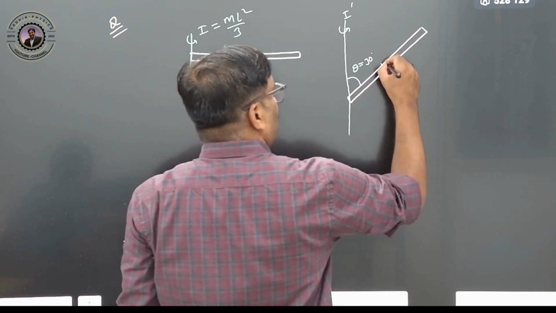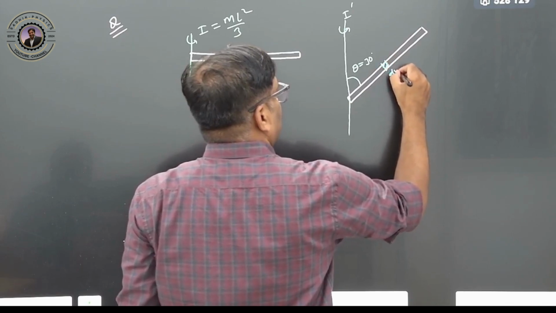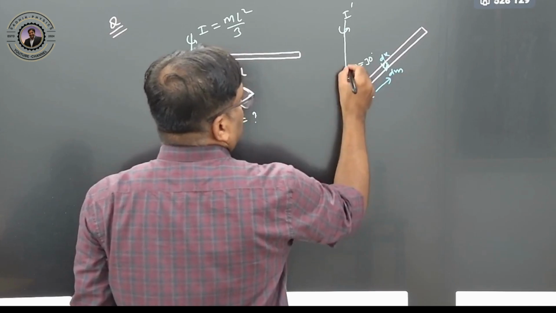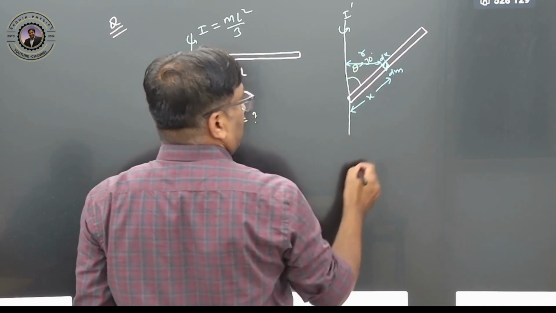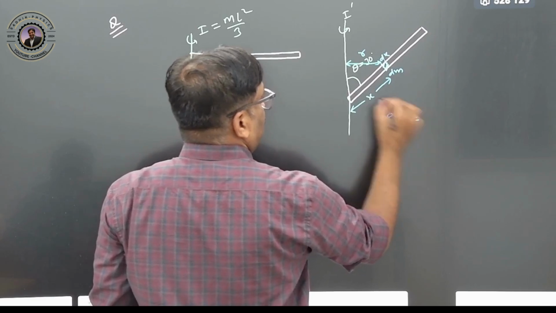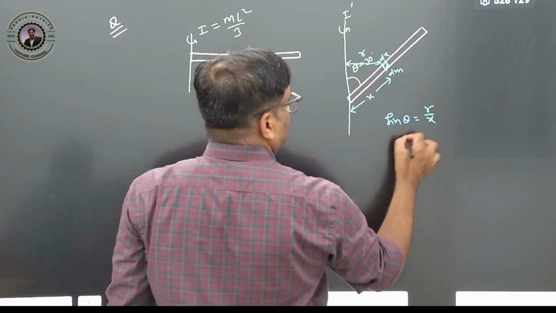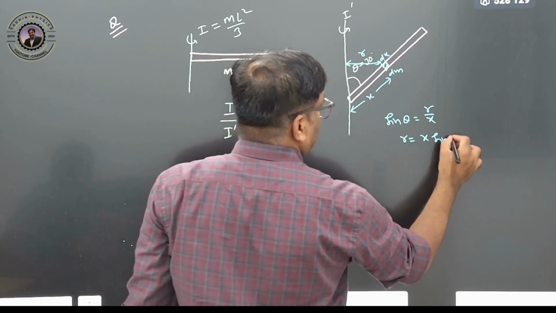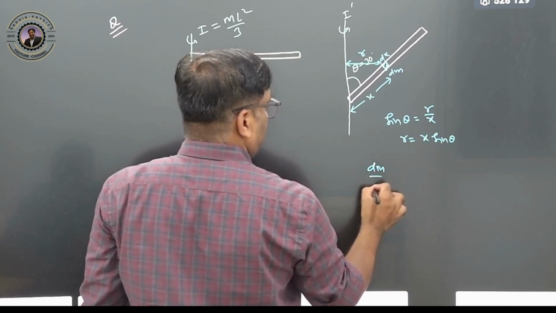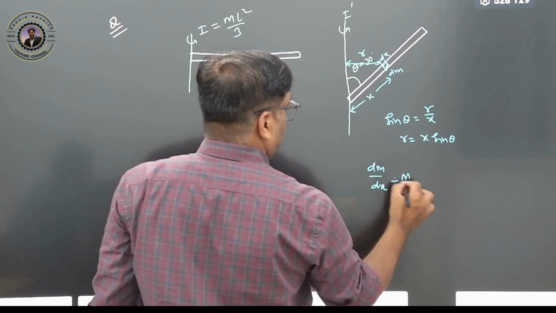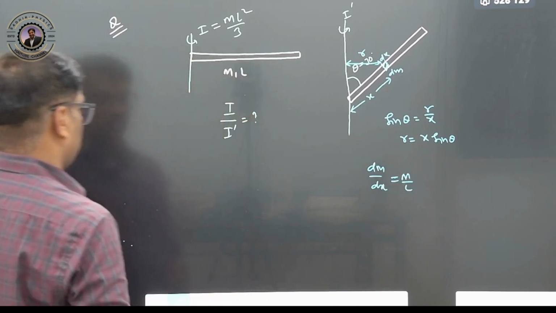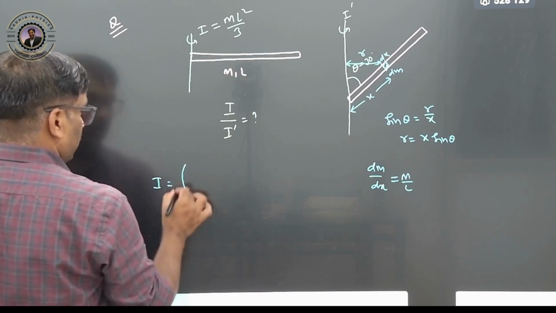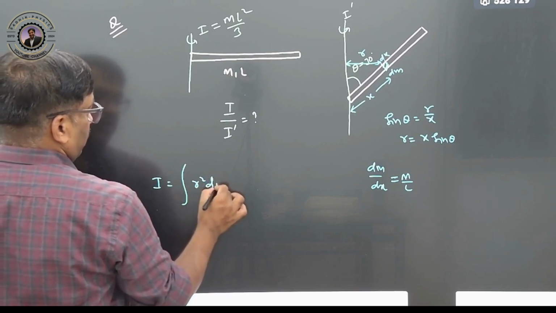Here we'll take one small amount of mass, that is dm, of thickness dx, which is at a distance x, and its perpendicular distance from the axis is r. What can you write now? Sine theta is r by x, so r is equal to x sin theta. And dm by dx is m by l. So we know the moment of inertia; we already discussed this type of question in part 2, please go through it. It is the integral of r square into dm.